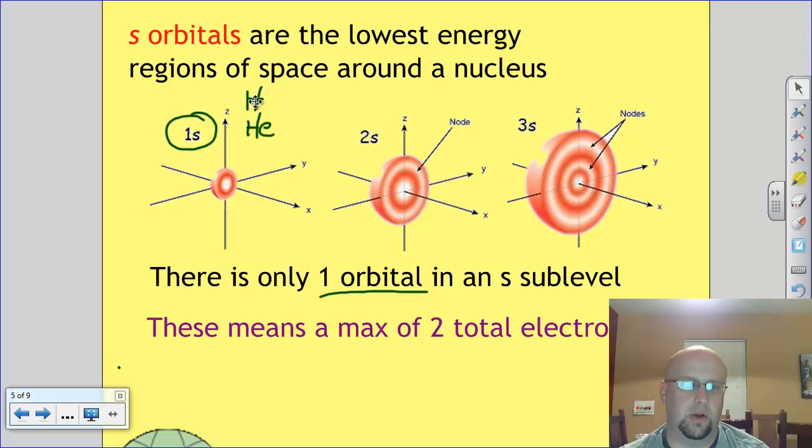So 1s can hold the 1 electron of hydrogen or the 2 electrons of helium, but beyond that, we have to go up to the next level, and we would go to 2s. And so lithium would start filling up in the 2s area. Okay? So let's talk about the next region.